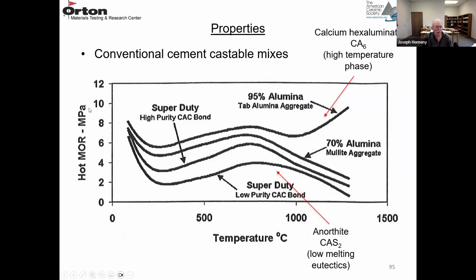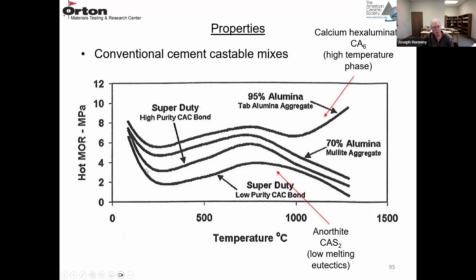This is hot MOR again in megapascals versus temperature. And these are again conventional high cement castables. This top curve is a 95% alumina with tabular alumina aggregates. The next curve is 70% alumina with mullite aggregates. The curve below that is a super duty refractory with high purity CAC. CAC is calcium aluminate cement. And the bottom curve is super duty, but it has a low purity calcium aluminate cement.